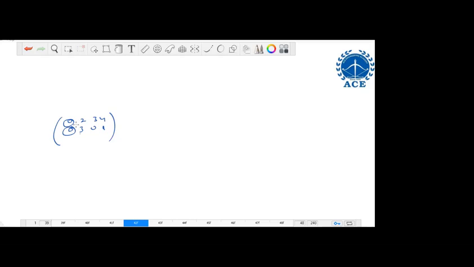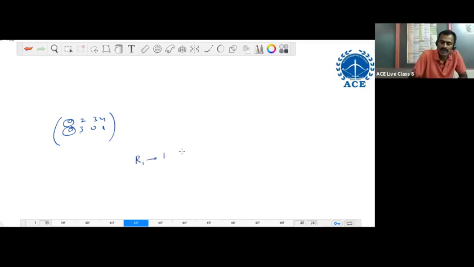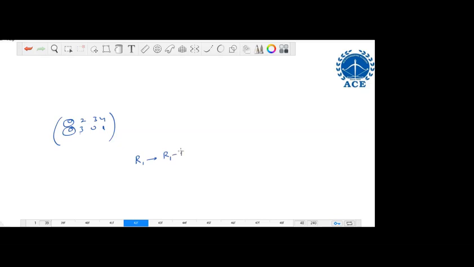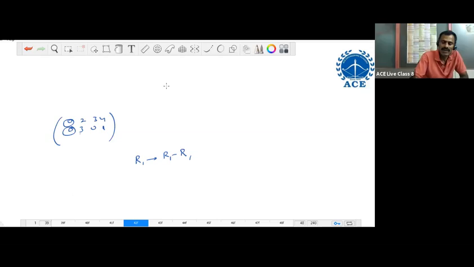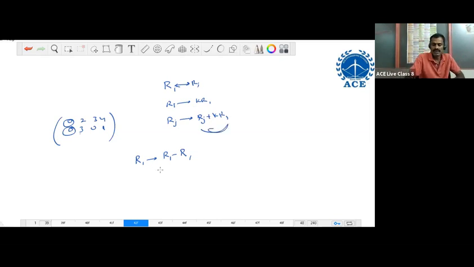Good evening, sir. Sir, can we have a row operation R1 becomes R1 minus R1? No, we cannot have this. We have only three types of operations: interchange of two rows, Ri with Rj; multiplying Ri by k, that is Ri becomes k times Ri; and the other operation, Rj becomes Rj plus k times Ri, with two different rows only. Here it is the same row, so that is not possible. Okay, sir. Thank you, sir.